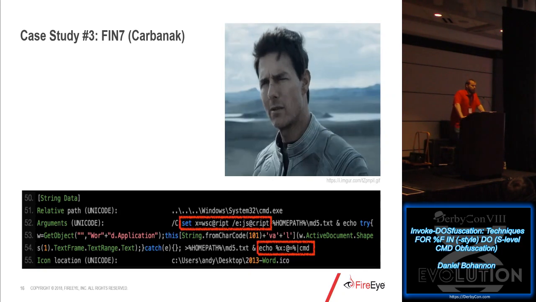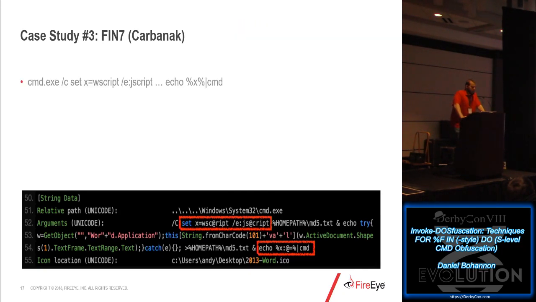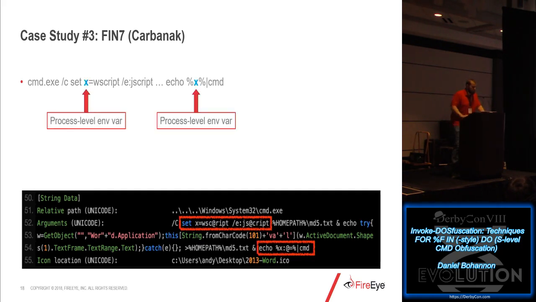This really stumped me because I couldn't reproduce those exact commands on the command line. I kept getting errors. So let's break this down and see what they're doing. First, they're just setting their wscript command into a process-level environment variable called X, which is that set X equals. And then they echo out the JavaScript to a text file. Then at the end, they echo the contents of X and pipe that into cmd. So they're running an additional cmd.exe process, which is running the contents passed in as standard input.